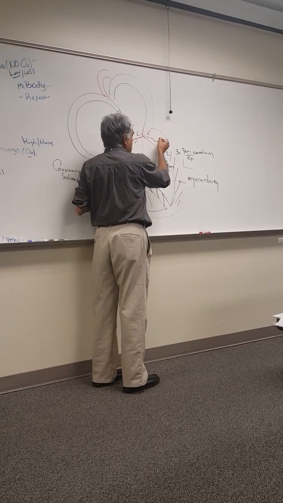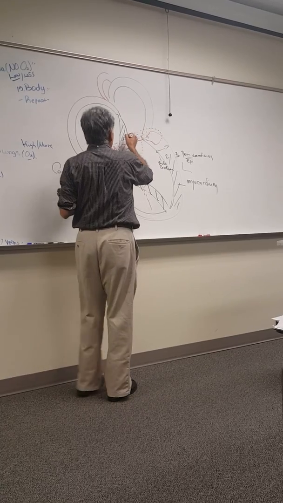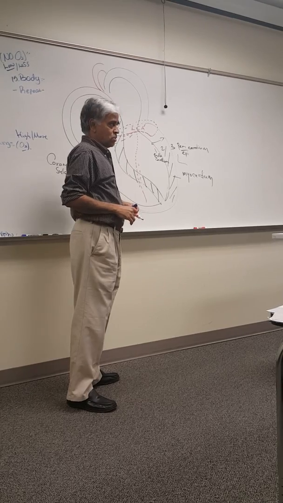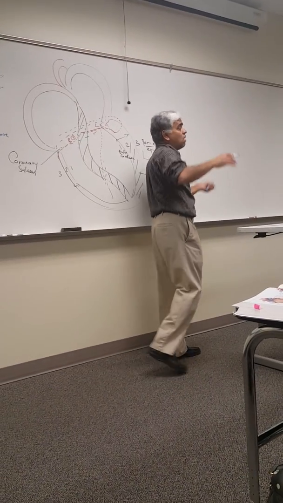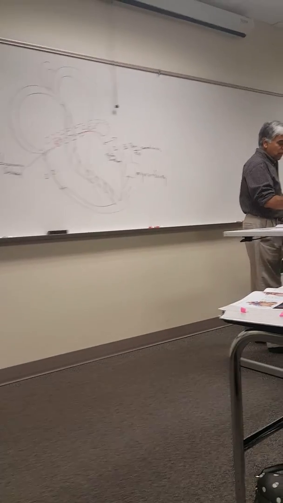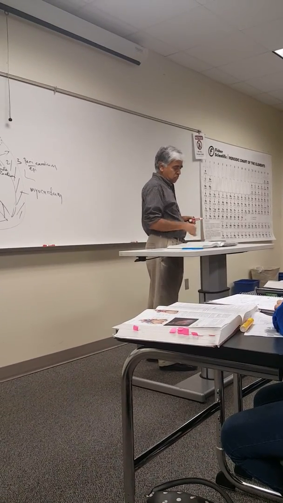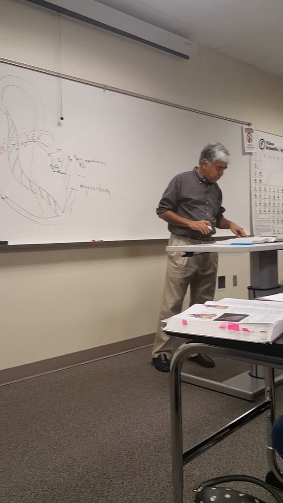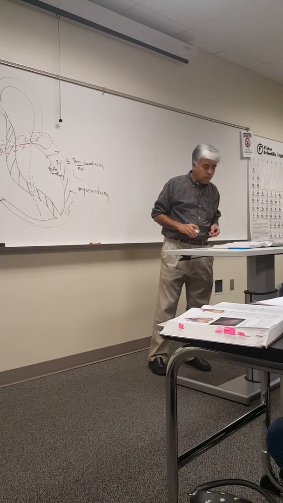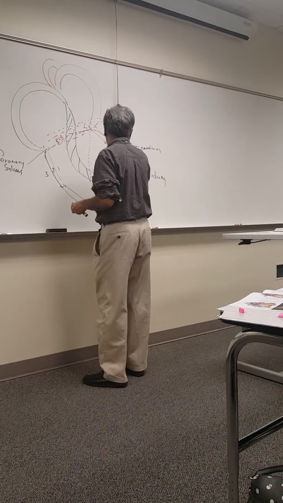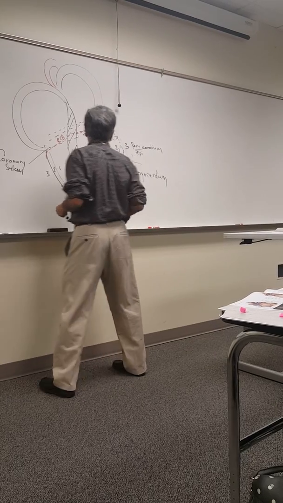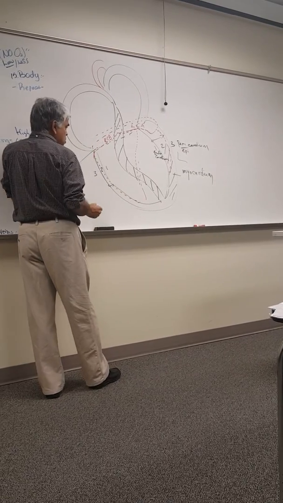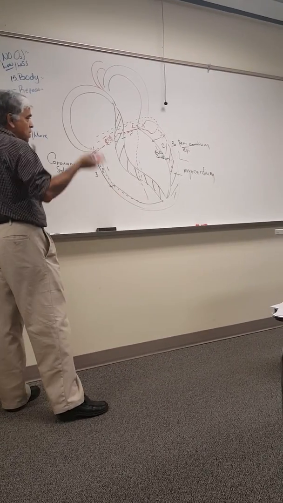The other branch is going to make a circle around your heart, wrapping around behind the heart. That's your circumflex branch, or they call it circumflex artery of the LCA. Okay, so you can recognize that in the picture also. Then the right coronary artery puts out also a branch on the margin, the edge of the heart. We call it the marginal branch of the RCA.